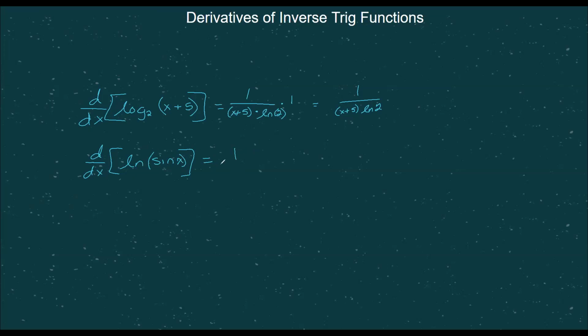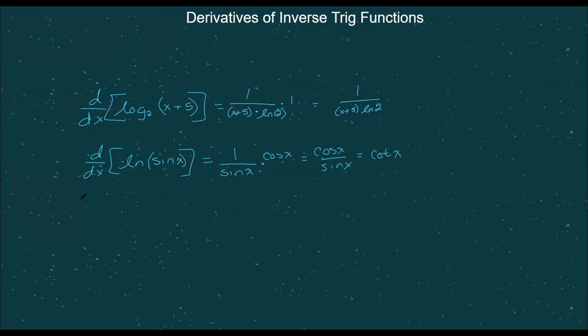So we're going to have 1 divided by sine of x, multiplied by the derivative of sine of x, which would be cosine of x. So we would end up with cosine of x over sine of x, which would yield cotangent of x.